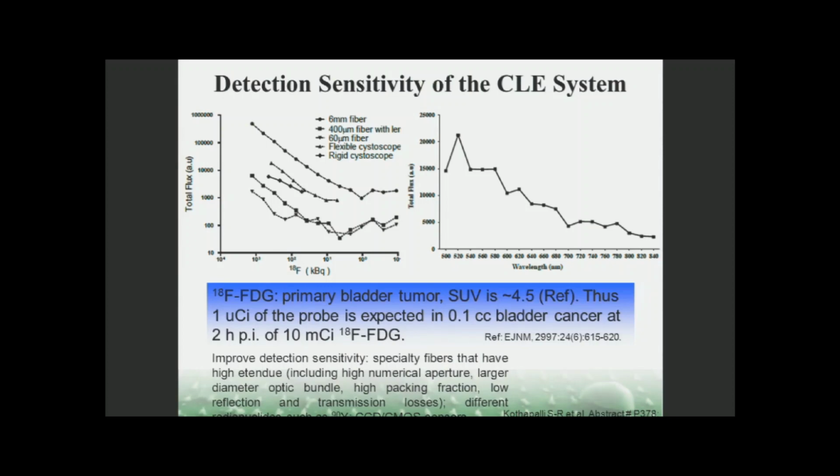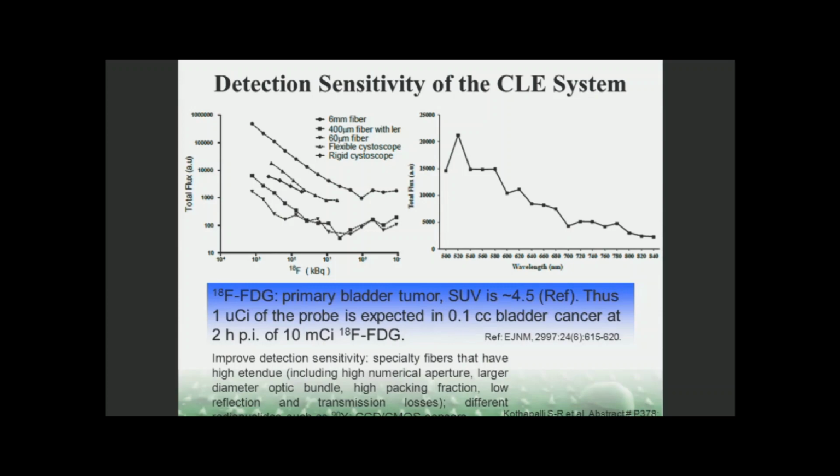Here we also did some brief calculation. This is the detection sensitivity. It looks like this 6 mm fiber can only detect 1 microcurie level of radioactivity. So 1 microcurie is not so exciting, but it's also okay. It's not too bad. So we did this calculation.